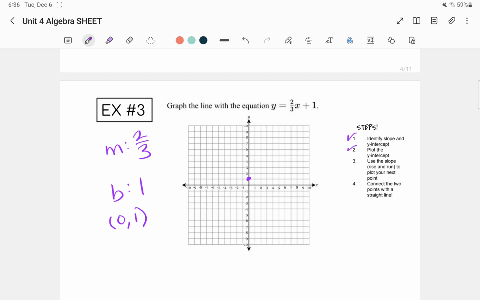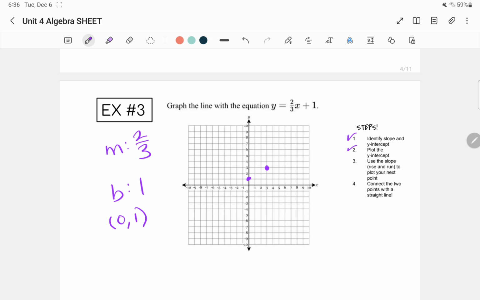So if our slope is 2/3, that means we're going to rise 2 and run 3. Because remember, slope is rise over run. So we're going to rise 2. So I'm going to go up 2: 1, 2. And then I'm going to run 3: 1, 2, 3. So my next point is right here.